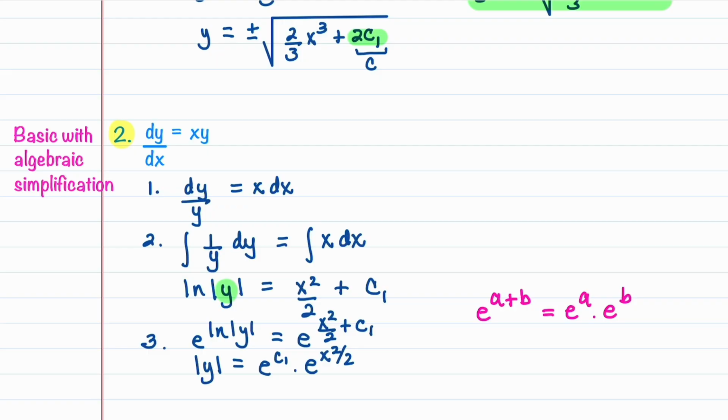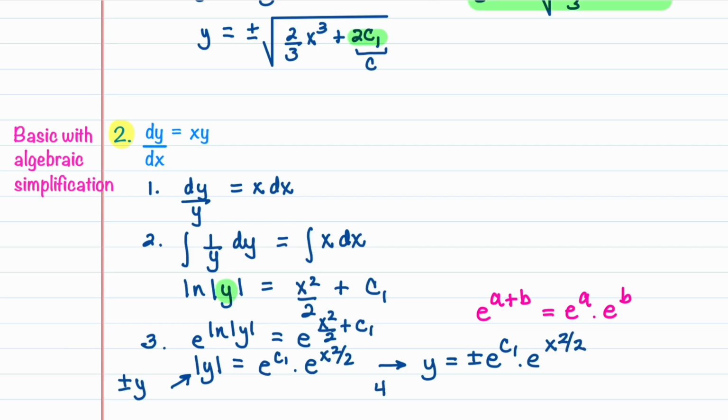Now we need to solve for y. It has an absolute value with it. This means that the absolute value of y is plus or minus y. We can bring that plus or minus to the right. And let me go over here so we have space. So this is y is equal to plus or minus e to the c1 times e to the x squared over 2.